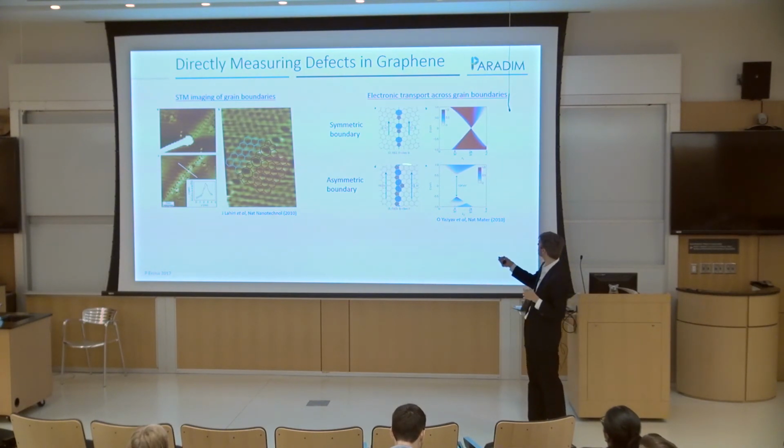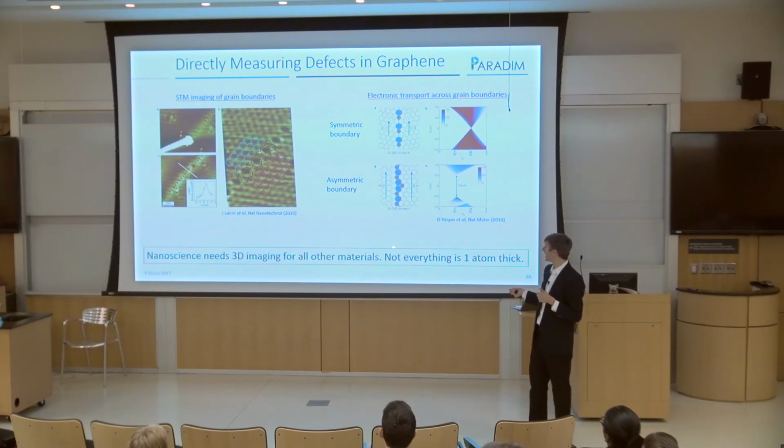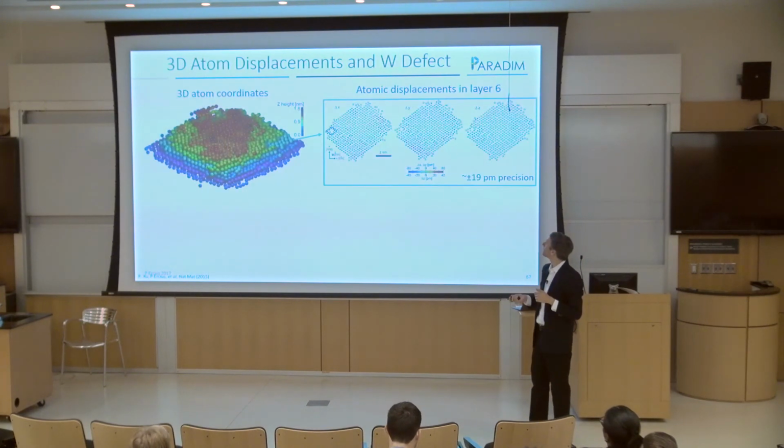Figure out how these defects affect the functionality of the material. But this is 2 dimensions, right? Not everything is 1 atom thick, although some people like to think that. Okay, so the first thing we did was 3D atom displacements in tungsten. It's kind of a boring sample, but it ended up being really interesting.